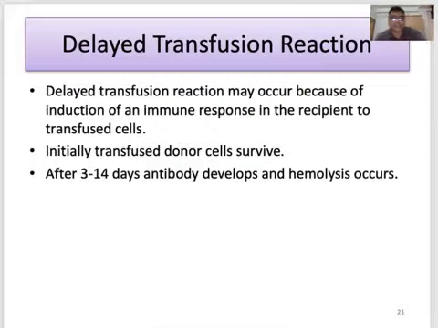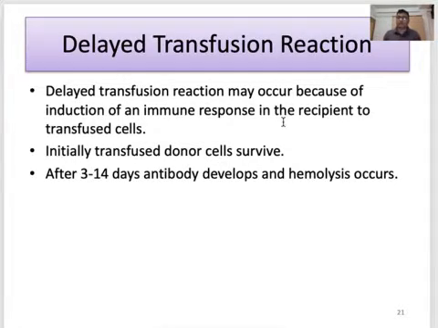Now the delayed transfusion reaction. Why may it occur? It may occur because of an immune response induced in the recipient to the transfused cells. Suppose I got blood from a donor, and nothing happens, I actually survive, but sometimes my body can produce antibodies against this donated blood in some later days, like after 3 days or 14 days.